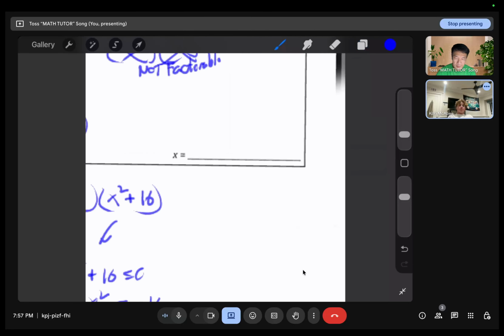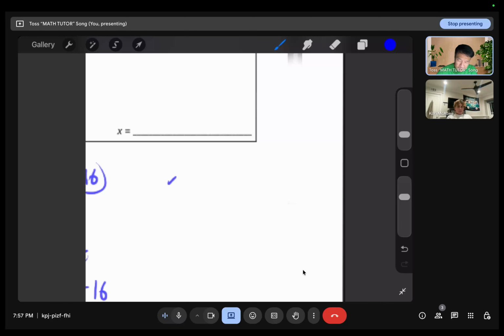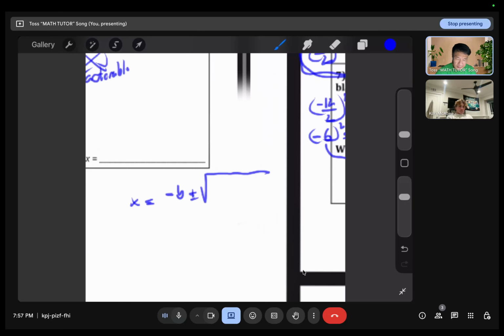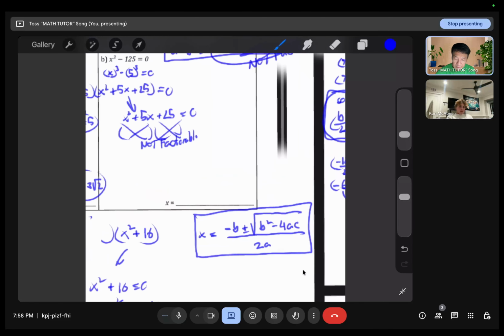Okay, all right. Quadratic formula. You have to use this one. So x equals negative b plus or minus square root of b squared minus 4 times a times c, all over 2 times a, 2a. So here's your quadratic formula. So you have to use this to finish it off.